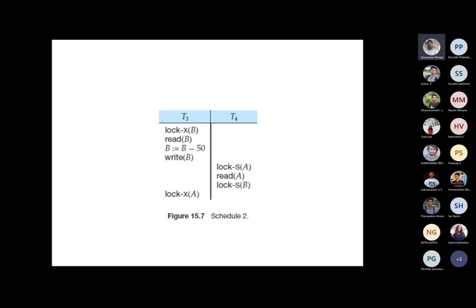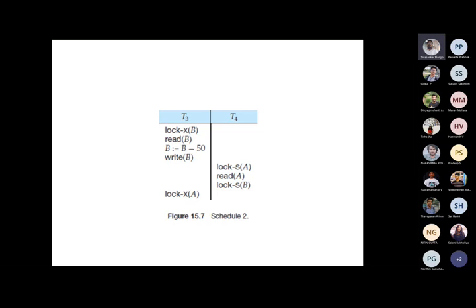So you all know that when a particular transaction is holding an exclusive mode lock on a particular data item, it is not possible for some other transaction to acquire a shared mode lock on the particular data item. So what happens is that both the transactions will not be able to proceed, and it results in a deadlock state, right?